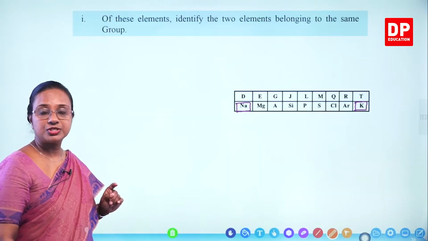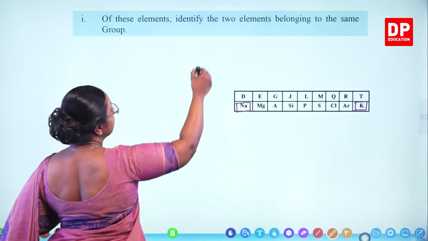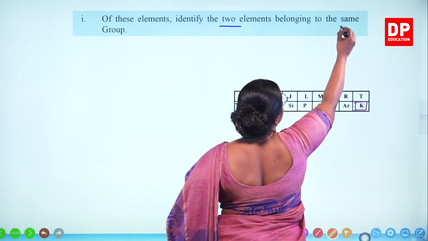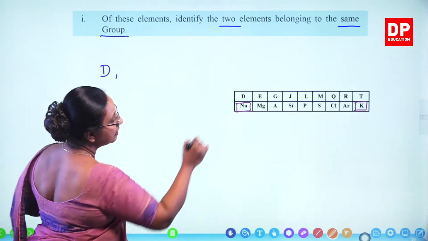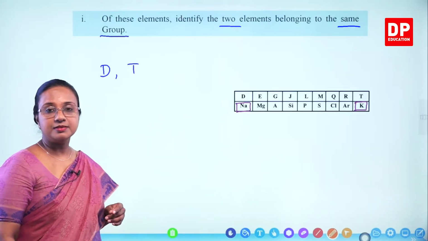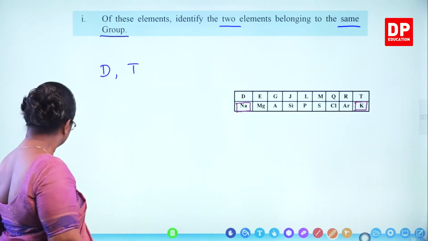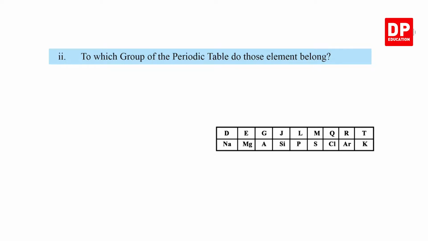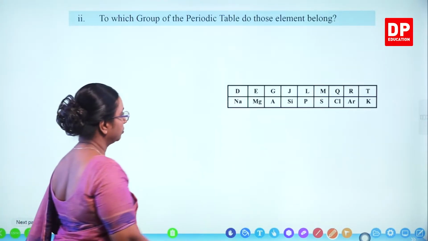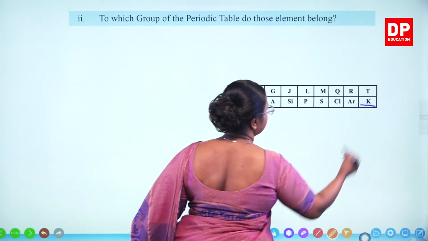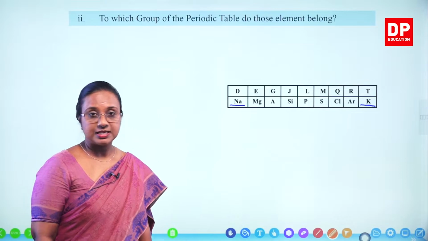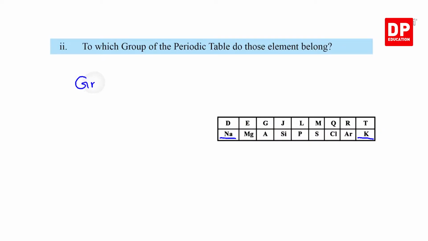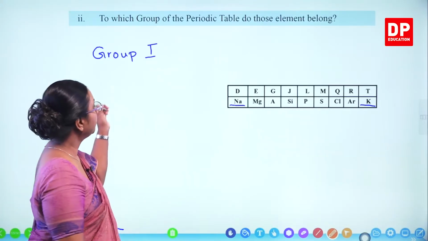But we have to use the given symbol. So of these elements, two elements belonging to the same group, we can write the answer as D and T. Those are the elements that belong to the same group. The next one, to which group of the periodic table do these elements belong to? We identified sodium and potassium as belonging to the same group, and you know the group of these two elements. Yes, it is group 1. So you have to say group, and 1 has to be written in Roman numbers. Group 1.